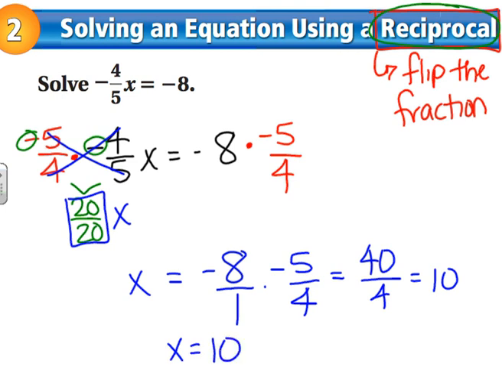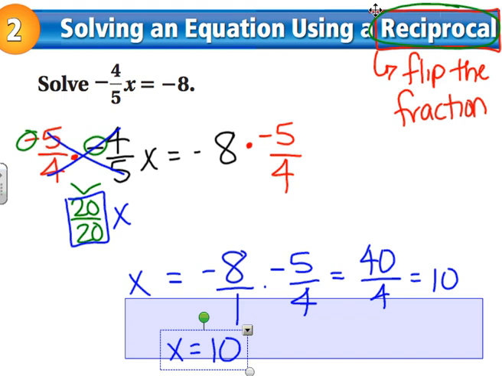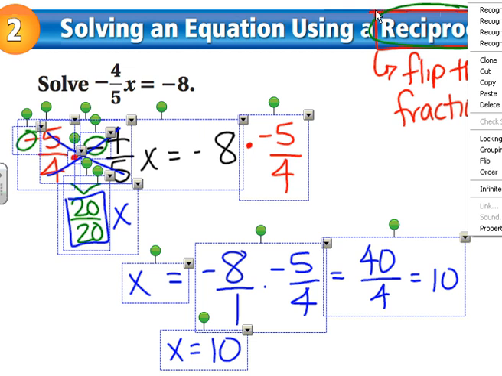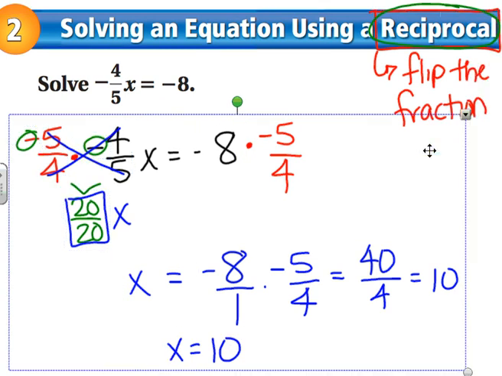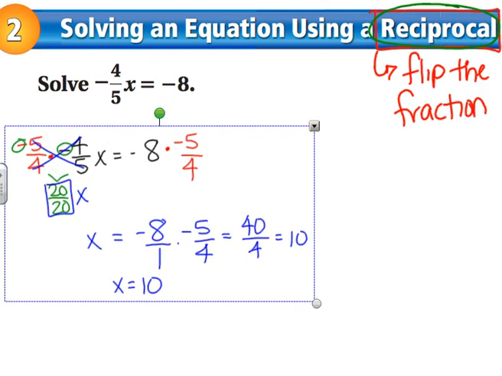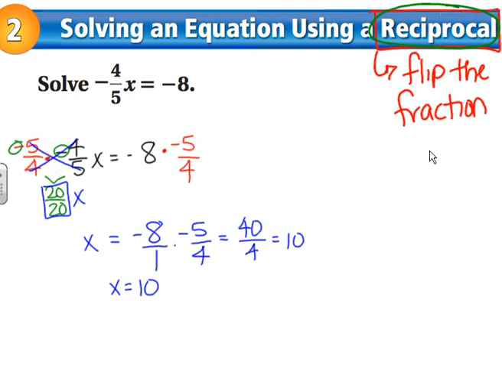On an equation like this, it's especially important to go back and check your answer, just because there's so many different things going on. So I'm going to take my equation and just shrink it a little bit so I have room to check my answer. Okay, start with your equation, negative 4/5 x equals negative 8. In place of x, I'm going to substitute in what I think the answer should be, which is 10.